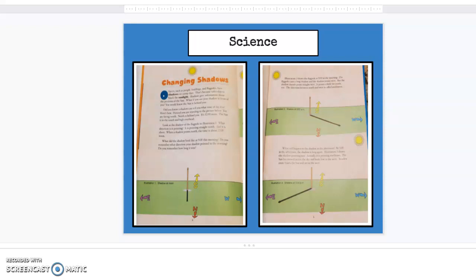What will happen to the shadow in the afternoon? By 3 o'clock in the afternoon, the shadow is long again. Illustration 3 shows the shadow pointing east. Actually, it is pointing northeast. The sun has moved across the sky and looks low in the west.